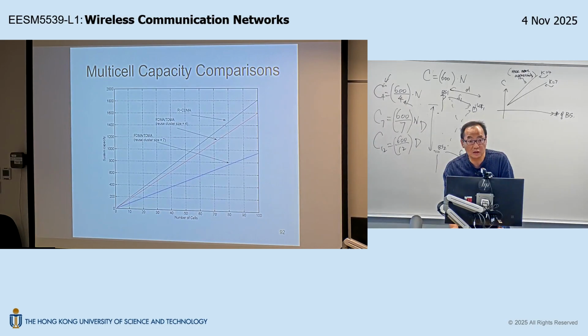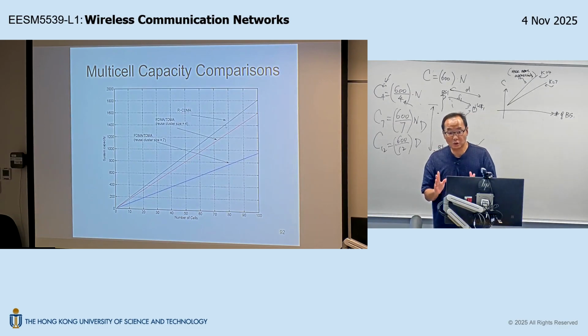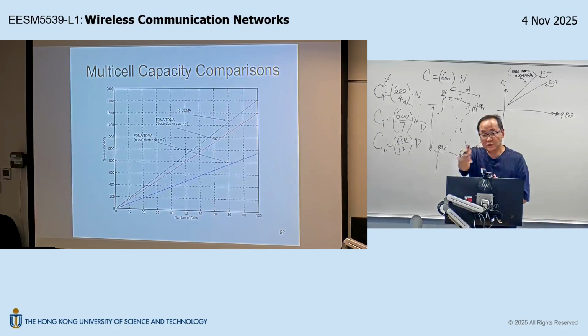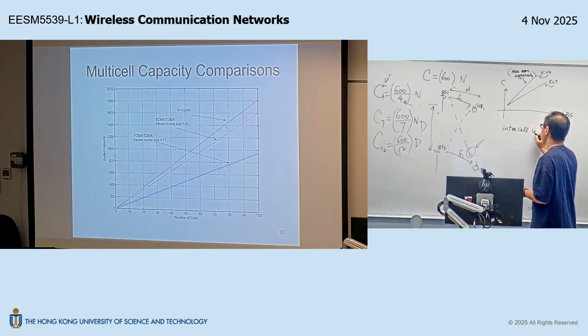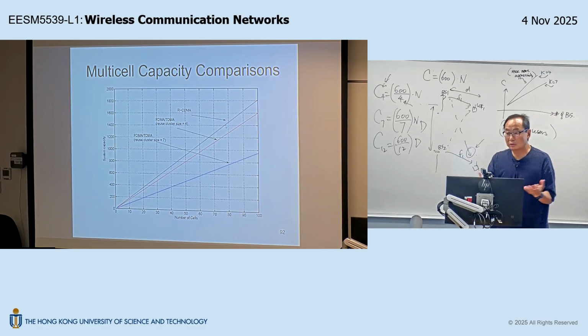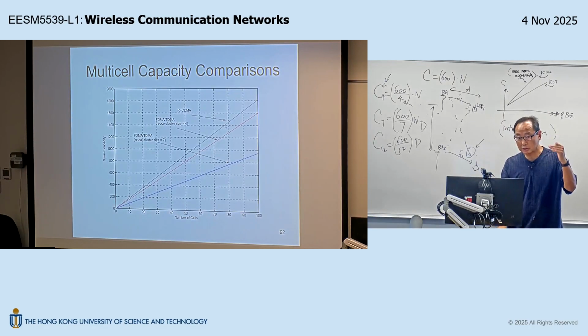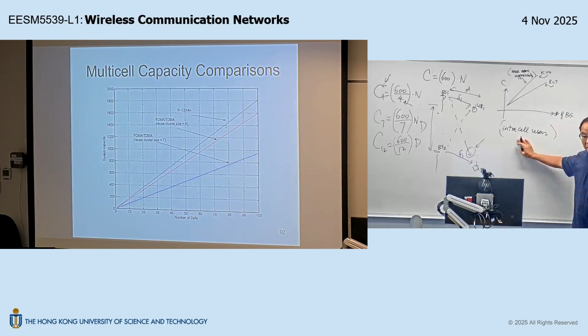The reuse factor for a CDMA system is actually 1. Why? Remember how CDMA works. Within one base station, the transmissions by each user share the same time and the same frequency. We call these intra-cell users. Among intra-cell users, we don't need to worry about interference, because you have this magical interference suppression.